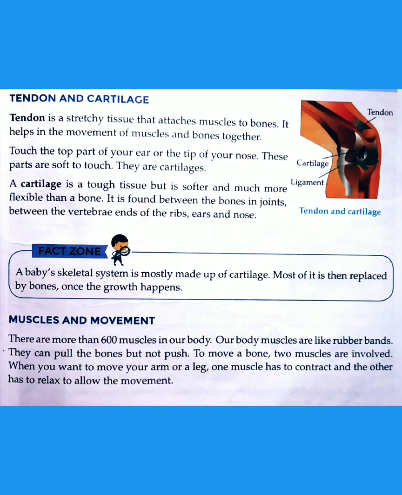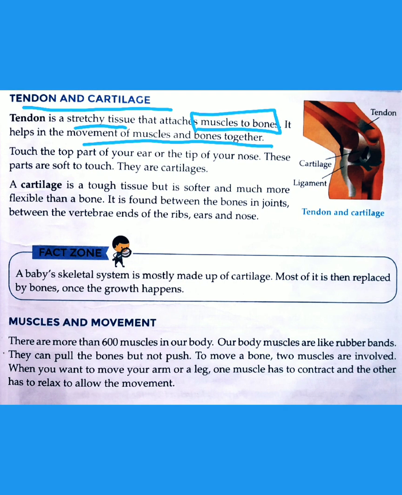Now let's read about the two types of tissues. They are tendons and cartilage. So a tendon is a stretchy tissue that attaches muscles to the bone, very important. It helps in the movement of muscles and bones together.